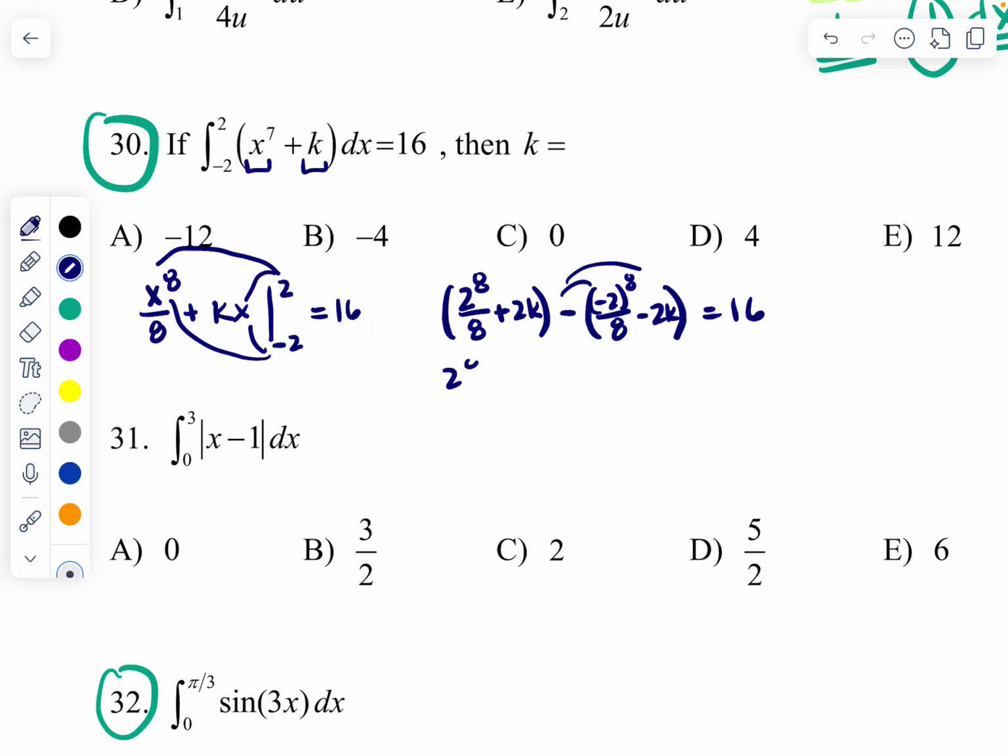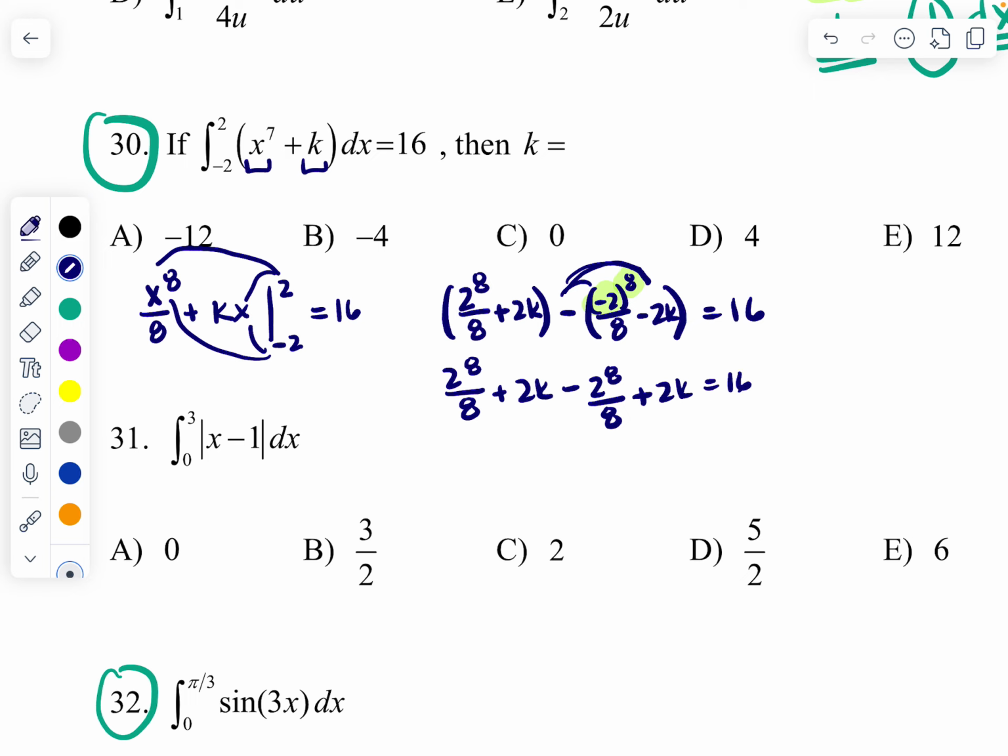So I have 2 to the 8 over 8 plus 2k, then minus, you guys, a negative 2, this little guy right here, a negative 2 raised to the 8th power. That negative is going to go positive, right? Every time you raise a negative to an even power, it's going to go positive. So this is just the same thing as saying 2 to the 8th over 8. And then a negative times a negative is a positive 2k equals 16.